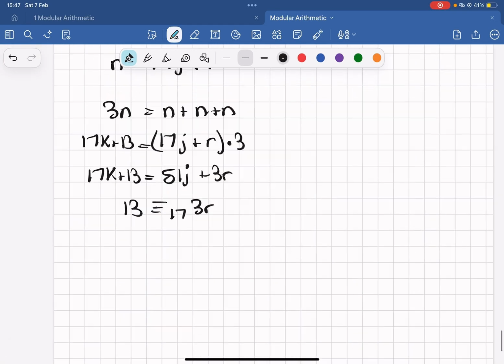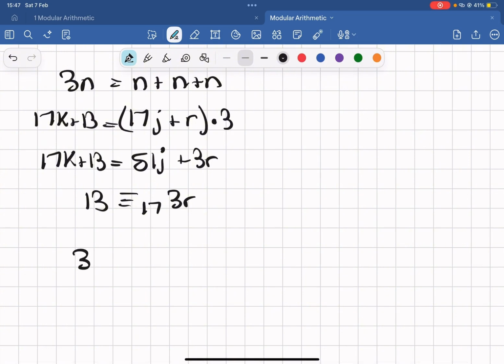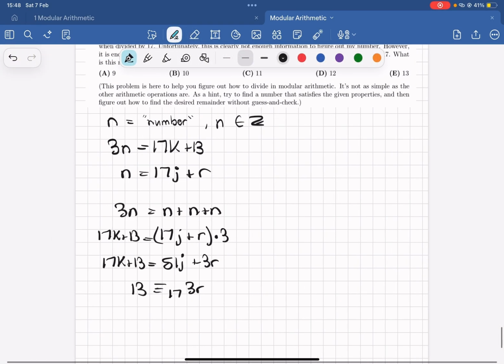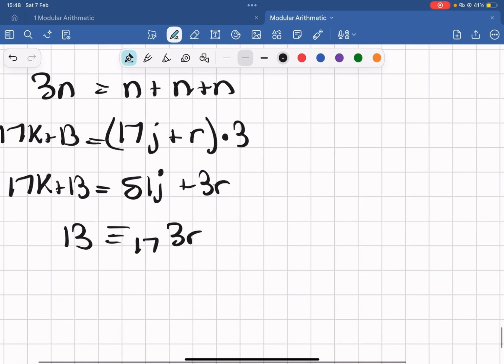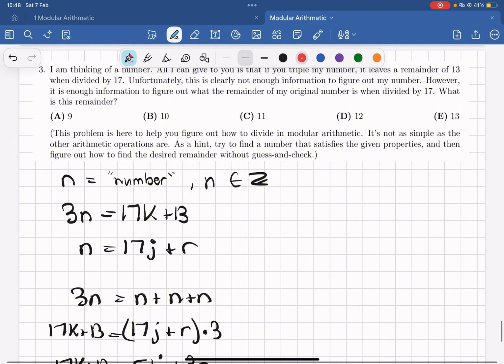We can rewrite the statement as 3r equals... actually, I'll just leave that. Let's just try subbing values for r. Let's not try to complicate this. So we're told that r can be anything between 9, 10, 11, 12, 13. So let's try 9. 3 times 9 is 27. 27 mod 17 is 10, which is not 13. So we can try the next number.